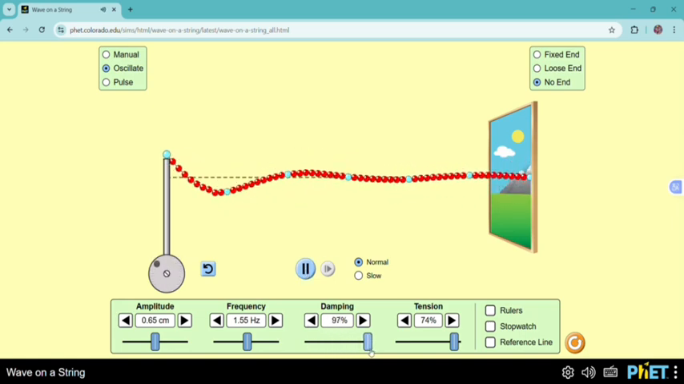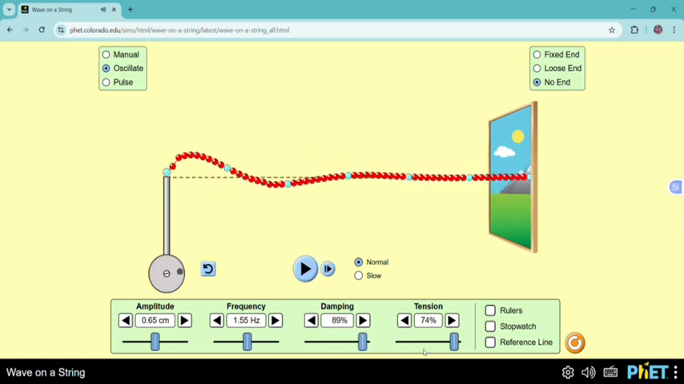And for high damping and low tension, we can see the wave moves slowly and the amplitude becomes low quickly, and the wave dies out after a short distance.